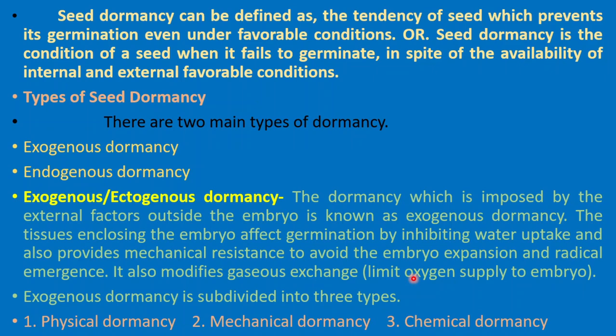Exogenous dormancy is again subdivided into three different types. Exo means outside the embryo. It is subdivided into three different categories: physical dormancy, mechanical dormancy, and chemical dormancy. So all these are the types of exogenous or ectogenous dormancy. So let us see one by one.